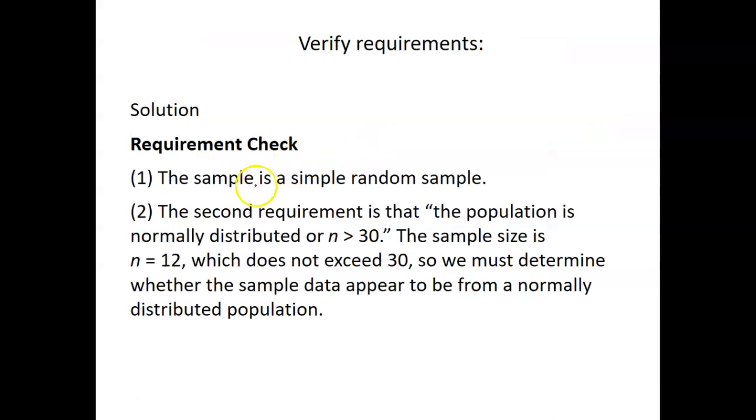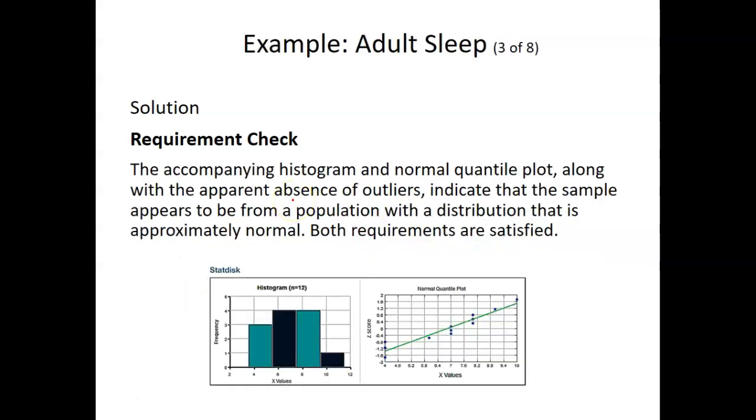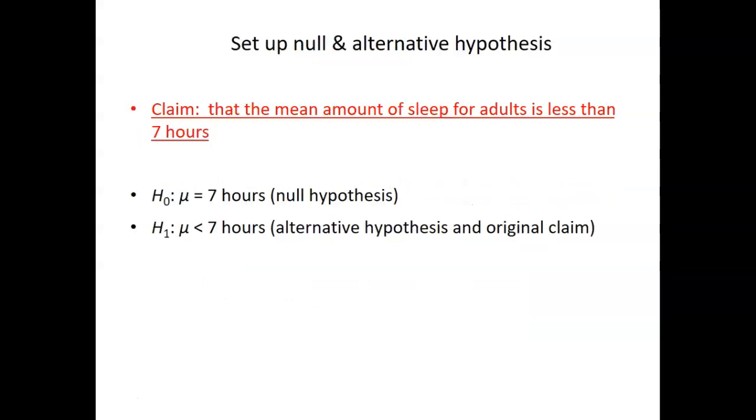So for the requirements, we mentioned that while we had it on the calculator, we wanted to go ahead and verify that it was normally distributed. So if we look at our histogram and normal quantile plot, we can see that they both indicate that it's approximately normally distributed. Certainly not a perfect normal distribution, but it's close enough for us to go ahead with it.